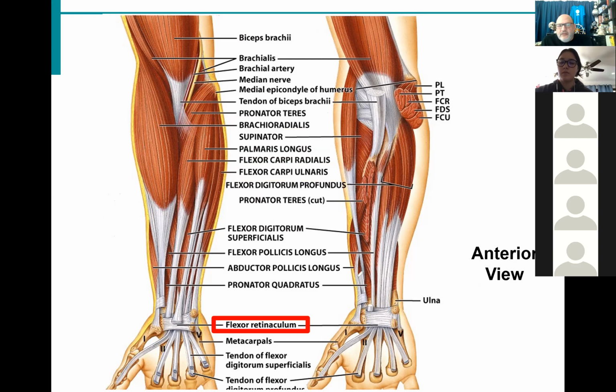All right. Any other questions on the forearm or the muscles of the arm in general?